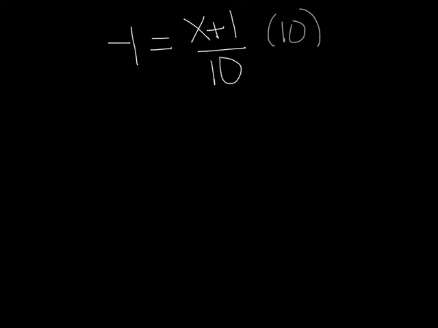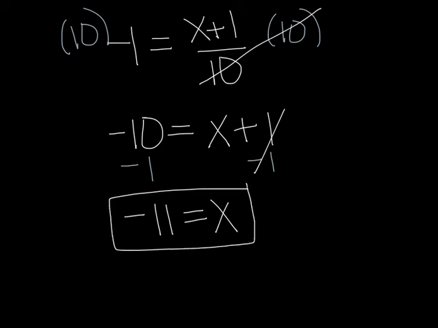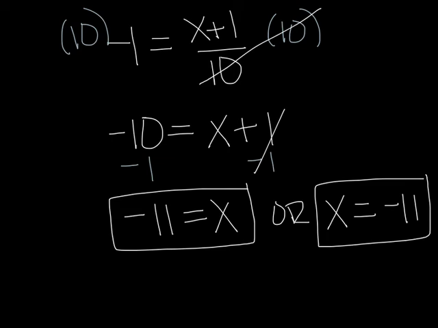So I'm going to multiply both sides by 10. 10 times a negative 1 is negative 10. And over here, 10 divided by 10 is 1, leaving me that entire numerator. So now all I need to do is subtraction property of equality. I'll subtract 1 from both sides of the equal sign, leaving me a negative 11 equals x. Or remember, if you're more comfortable with having the variable on the left, you could write it as x equals a negative 11.